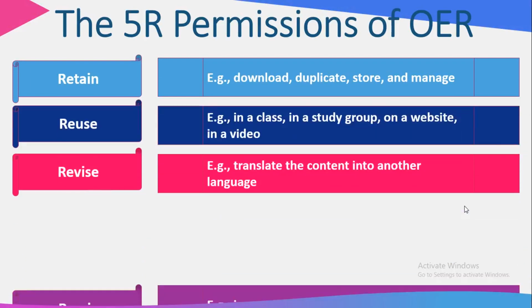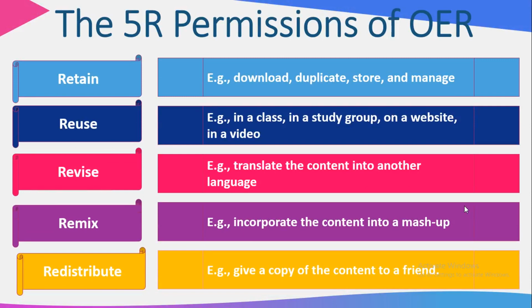So these are the 5 R's, and what are the permissions of these 5 R's? What are the examples of this? If I'm using the retain part, it means I can download the content, I can duplicate the content, I can store it, and I can manage it. So if I'm xeroxing or copying something, I can do that under the category of retain. If I'm using reuse, it means I can use it in my class, in my study group, or on a website or in a video. So if I'm circulating that content with my students in a class or in any kind of WhatsApp or Telegram group or on my website or in a video, I can do it under the category of reuse.